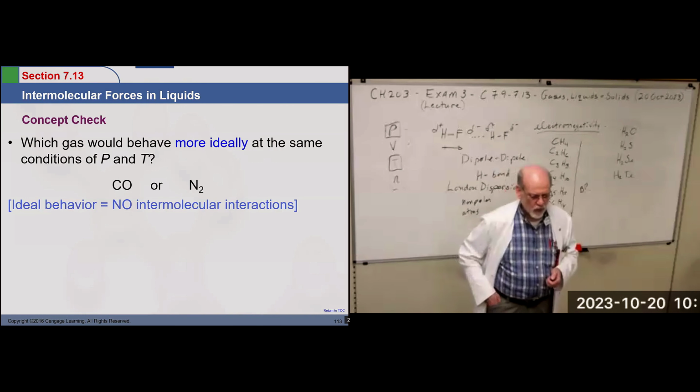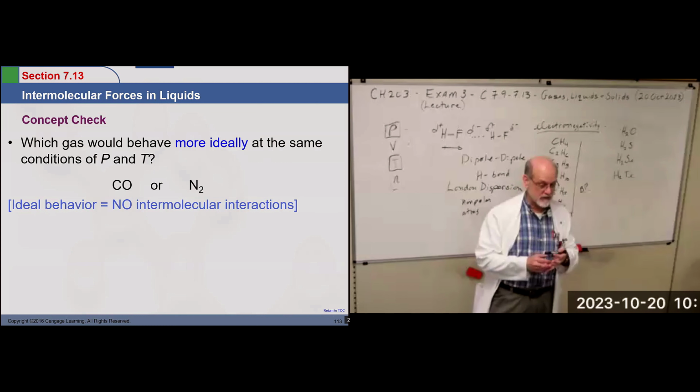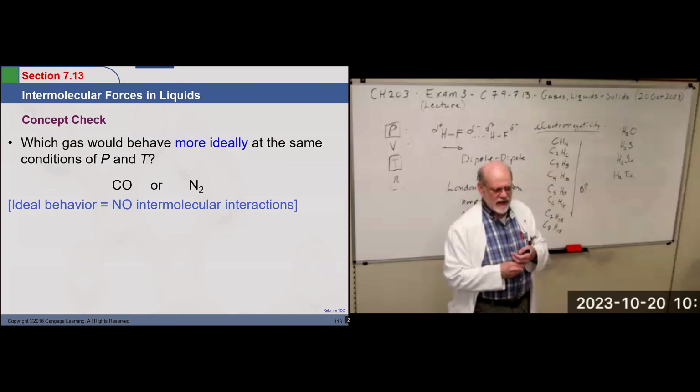Okay, which gas would behave more ideally at the same condition of pressure and temperature? All right, what do we need for ideal behavior in a gas?